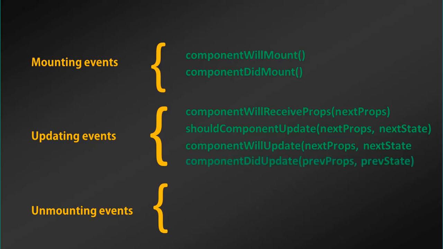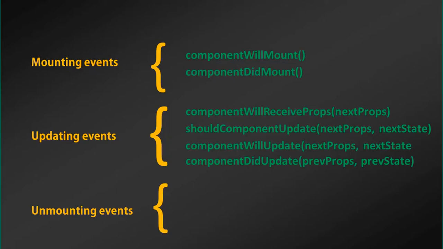So the first, componentWillReceiveProps, will happen when the component is about to receive properties. The second method is shouldComponentUpdate. This method will return a boolean value, and lets you optimize the component re-rendering by determining when to update and when not to update. Just after that, we have the third method, which is componentWillUpdate. This method happens right before the component is updated. And the last, we have componentDidUpdate. So this method happens right after the component is updated.